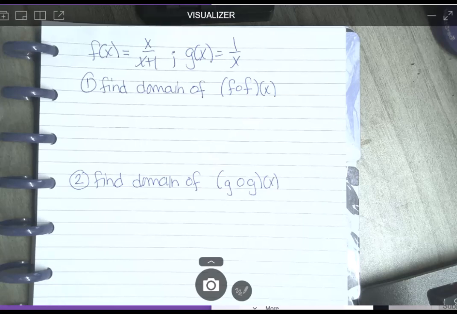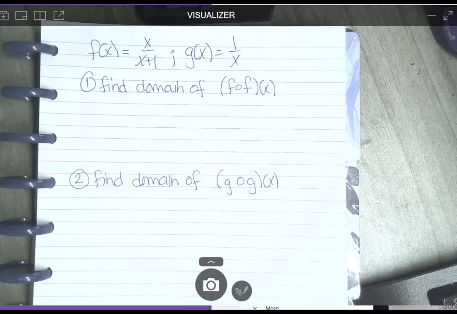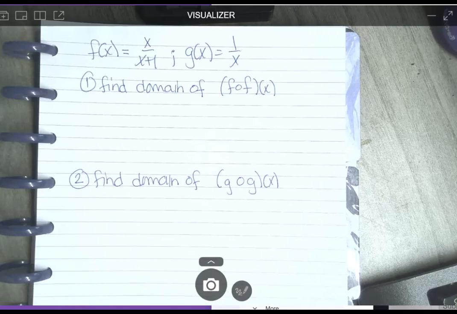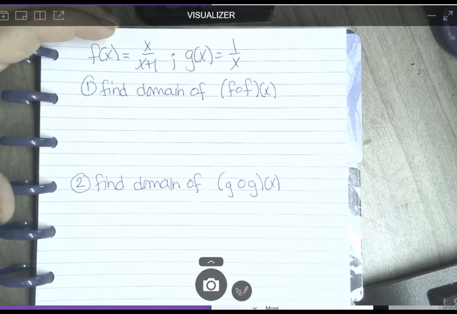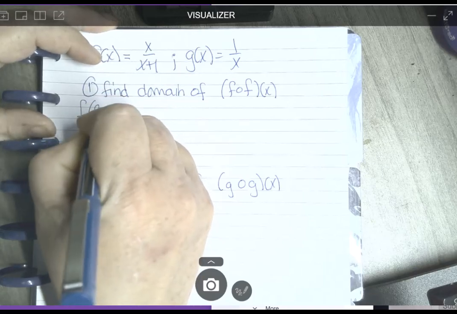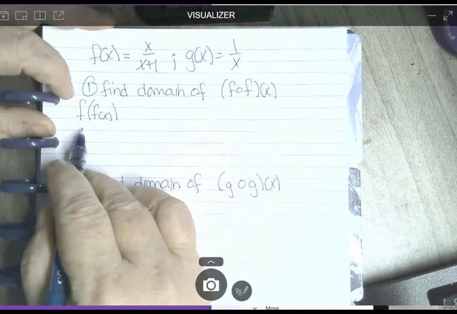If you didn't see it, f of x equals x over x plus 1, g of x equals 1 over x. The first thing we're asked to do is find the domain of f of f. Now I wrote this in here, I'm going to need more room than that, but that's okay. Let's get started. I like to rewrite it, so it's going to be f of f of x.